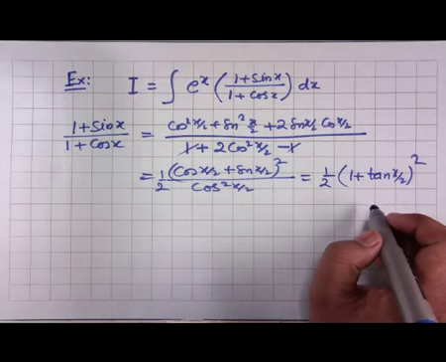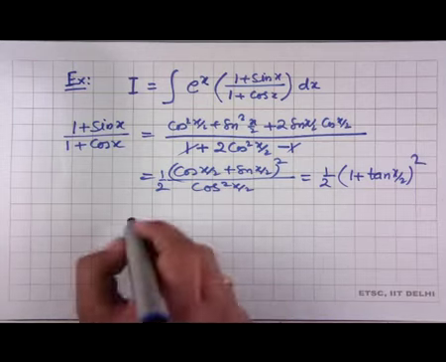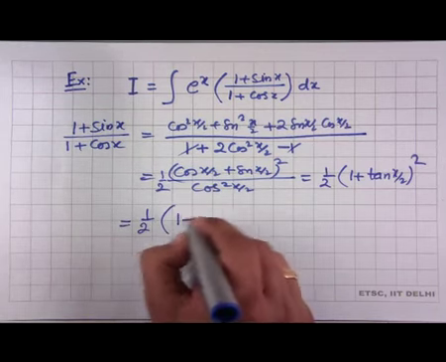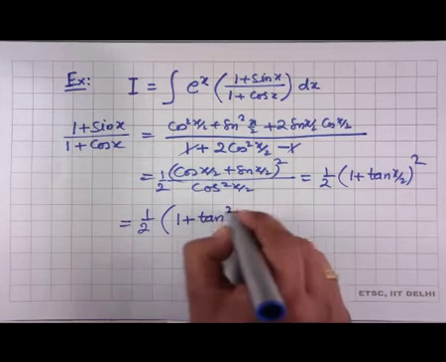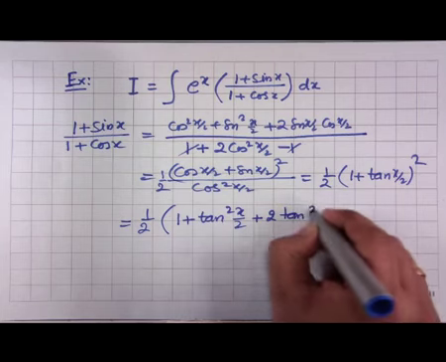Now we expand this function because we still did not reach where we want to. So now we expand this function as 1 plus tan square x by 2 plus 2 tan x by 2.